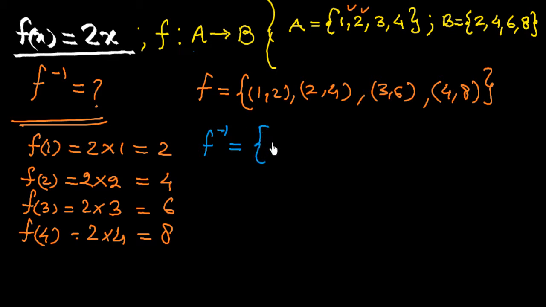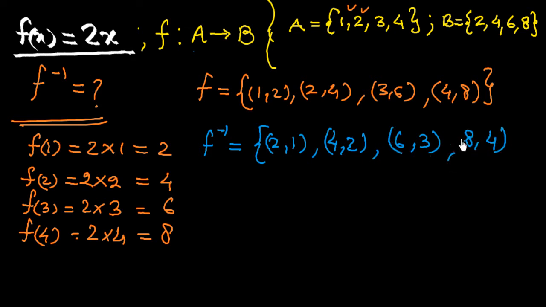So we interchange the coordinates: 2 to 1, 4 to 2, 6 to 3, and 8 to 4. So it is invertible because each and every element of set A is associated with a unique element of set B. So it is invertible, so we can make the inverse of this one. This would be the f inverse.